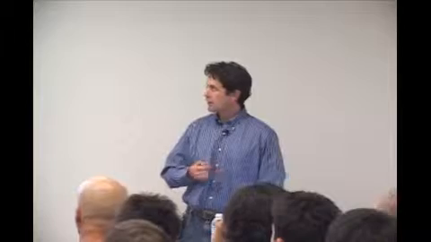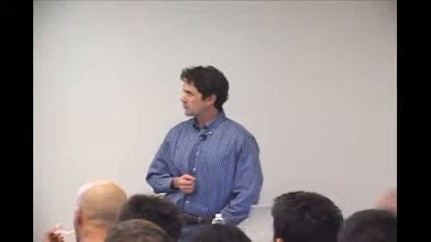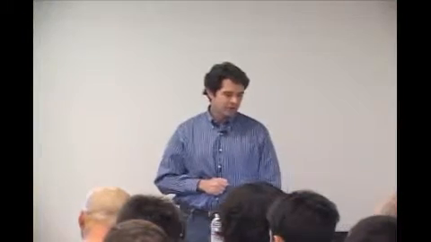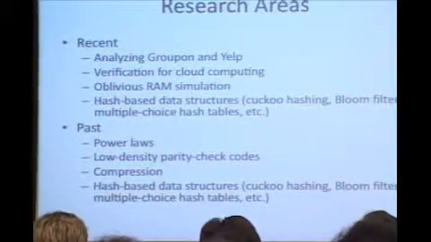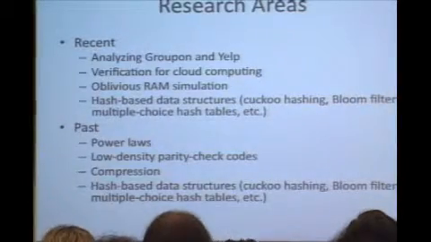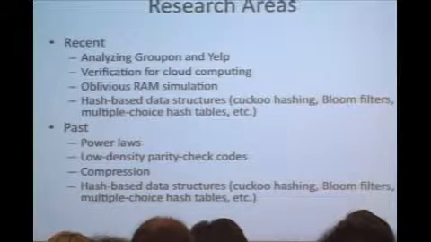My research has spanned a lot of things over the years. Recently I've done some work related to analysis of the Groupon and Yelp data that we collected, looking at internet e-commerce ecosystems, verification systems for cloud computing, oblivious RAM simulation, and hash-based data structures, which has been a main area of my work. In the past, I've looked at things like power laws and how they come about, low density parity check codes, and compression, going all the way back to my thesis on hash-based data structures. If any of these sound interesting to you, I'd be happy if you came up and talked about them afterwards.